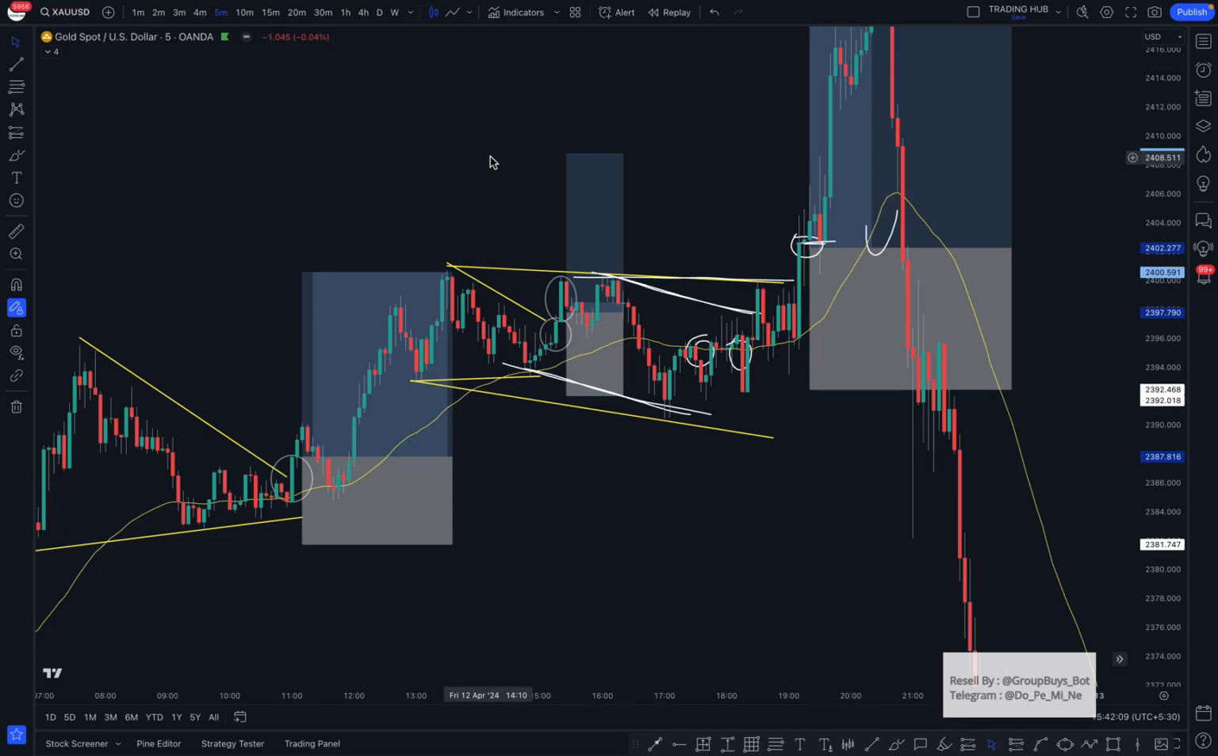So I hope you understand how we can use moving average as additional confirmation for the buy and sell.